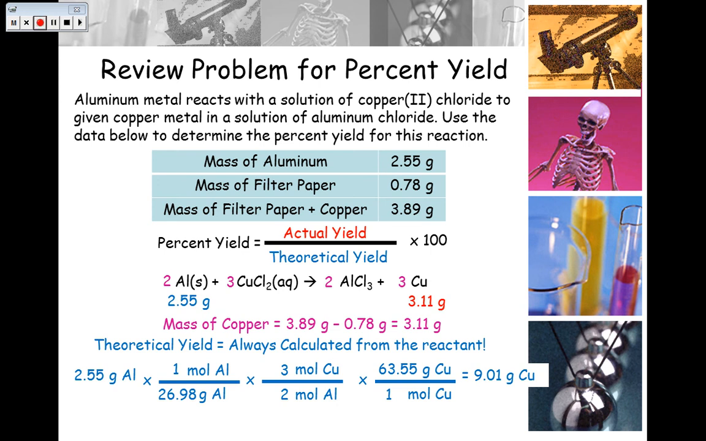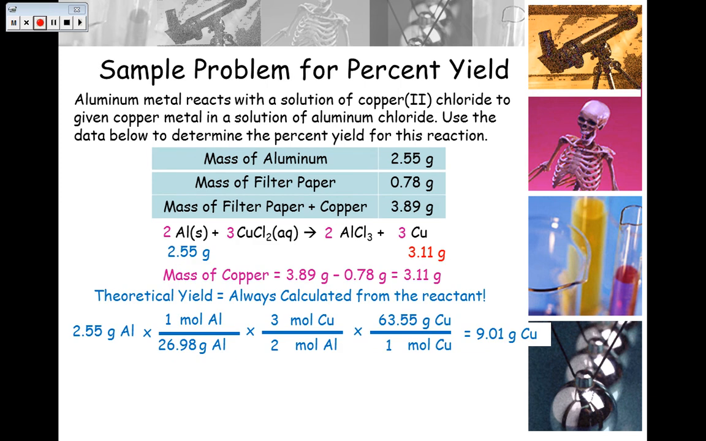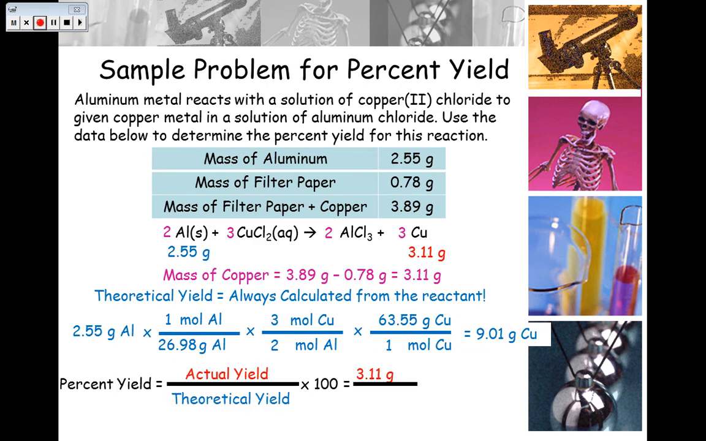So if I'm looking for percent yield, will this go on the bottom or the top of the fraction? Bottom of the fraction. So when you do this, your actual yield is 3.11 that you calculated from the table. You're going to put that over the theoretical that you just calculated. So your final percent is 34.5%.